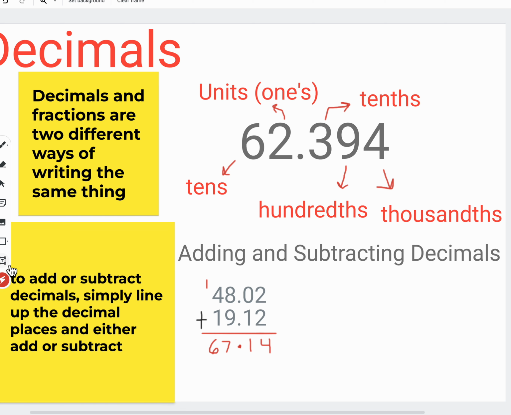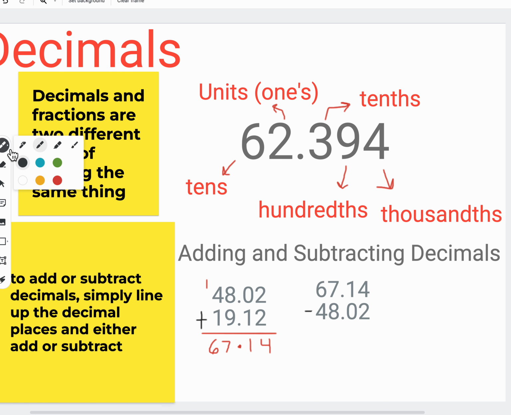Now, let's subtract. 67.14 minus 48.02. Again, we will simply line up our decimal places. And this time we are subtracting. Let's bring down that decimal point. And here we can subtract. 4 minus 2 is 2, 1 minus 0 is 1.